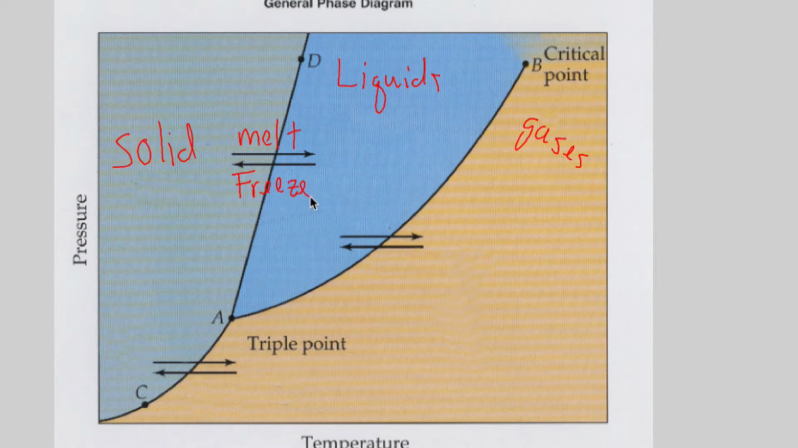Then, guys, we can go, which one? Okay, so let's go down to this one, liquid to gases. That, of course, is boiling or vaporization. What about gases to liquids? Condensation, condensing.